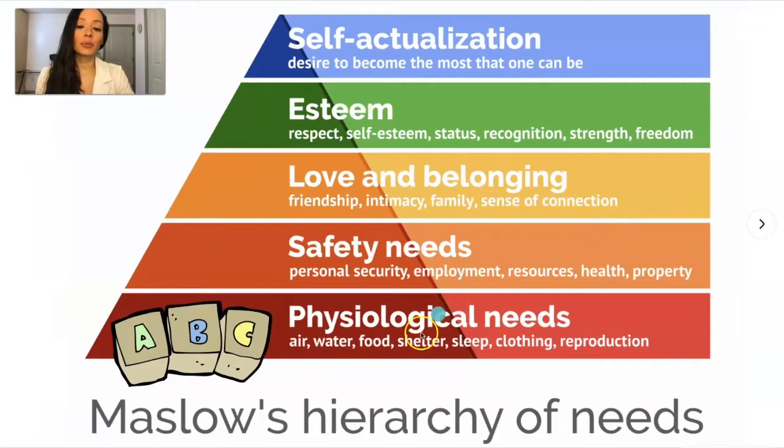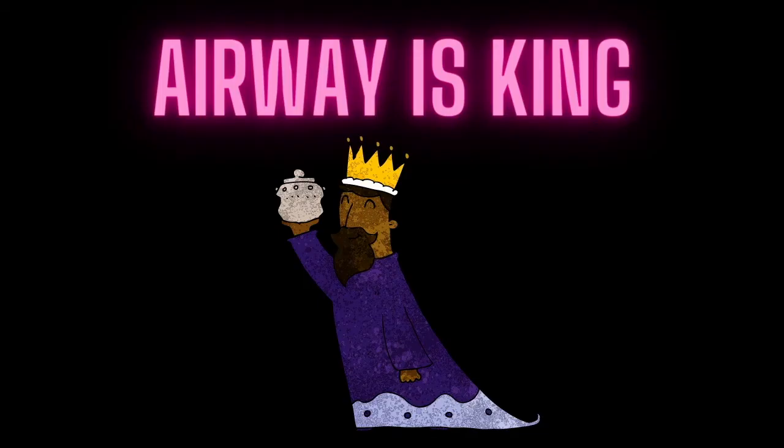The other thing that I wanted to point out is that under physiological needs, think of your ABCs: airway, breathing, circulation. Now, under ACLS, it is now CAB: circulation, airway, breathing. But for nursing, airway is still king, okay? So airway takes precedence even over breathing.